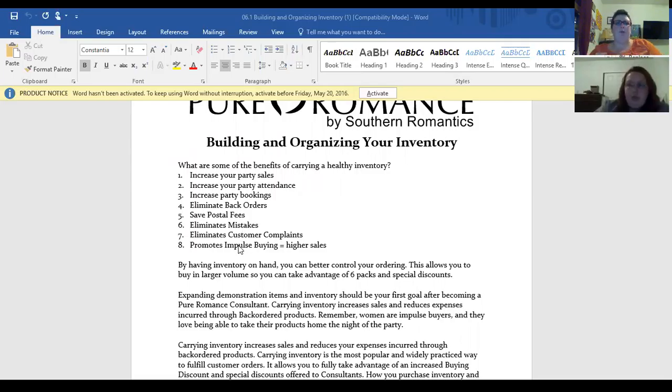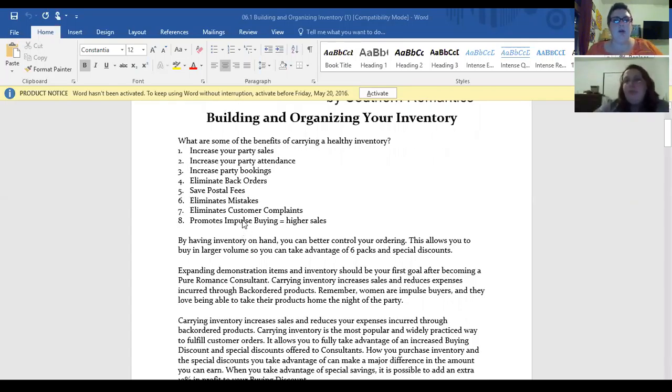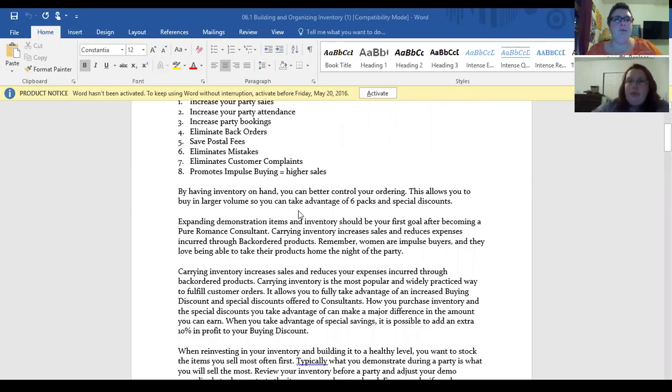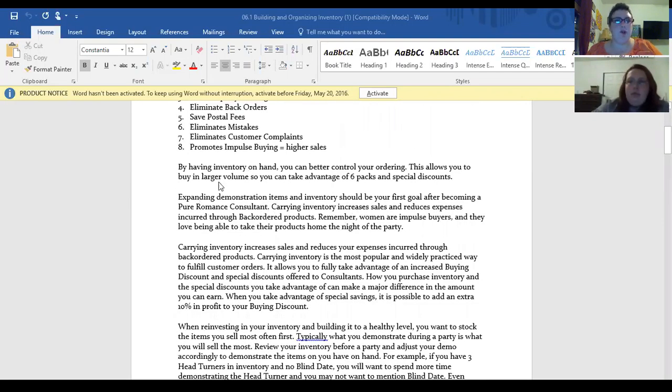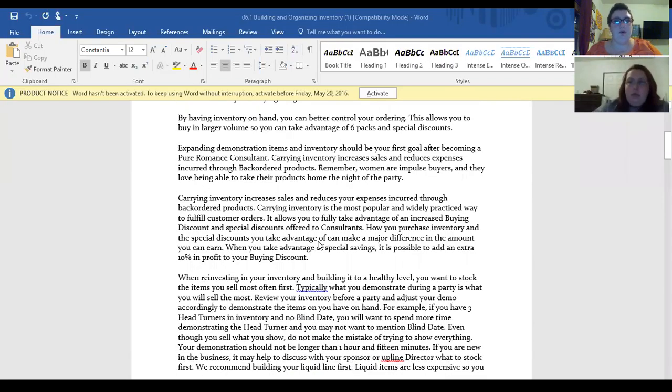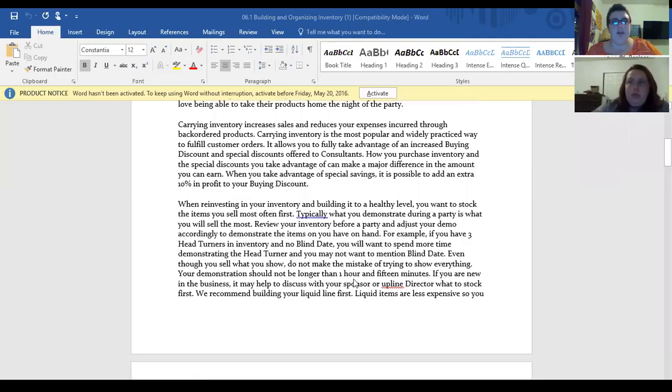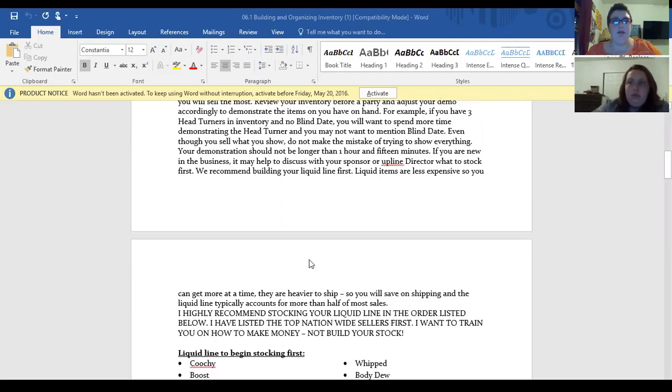And also it promotes impulse buys, because us as women are impulse buyers. So if they're teetering on that, and you're like, but I've got it in the car, more than likely they're like, oh my gosh, I'm going to get it. So it just tells you, having inventory on hand helps you better control your ordering. When you reinvest in your business, how to do that.